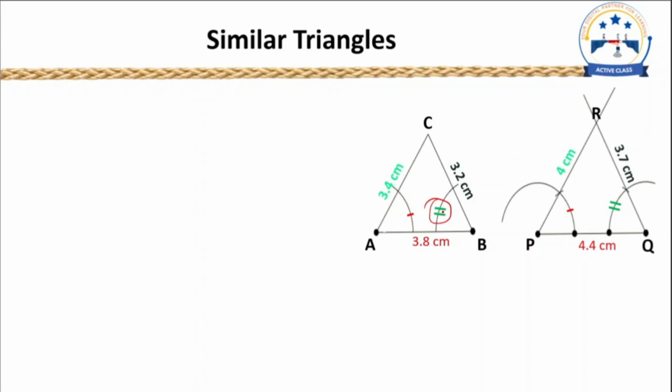Likewise, angle B and angle Q, they are equal. And the sides opposite to them, that is AC and PR, are the corresponding sides. You know, if two corresponding pairs of angles are equal in any two triangles, then the third angles will automatically be equal. That means angle C is equal to angle R. So the sides opposite to them are AB and PQ, which are also corresponding sides.